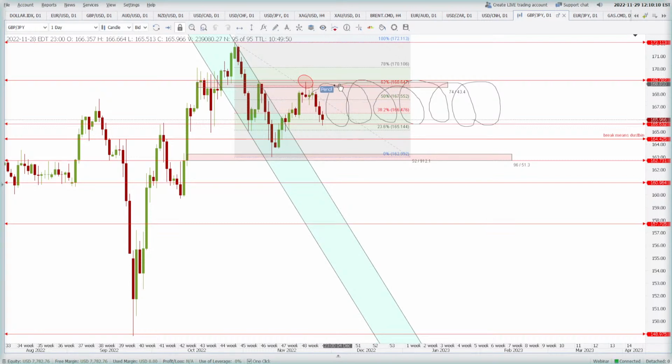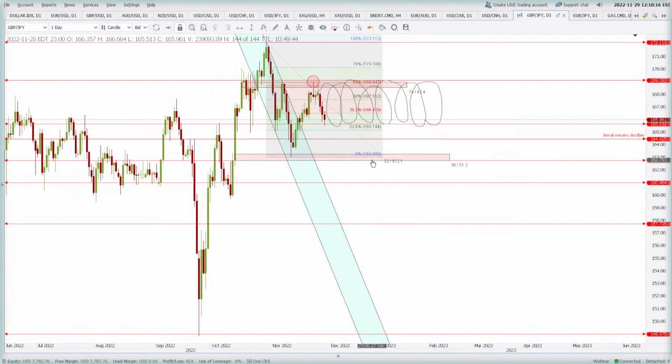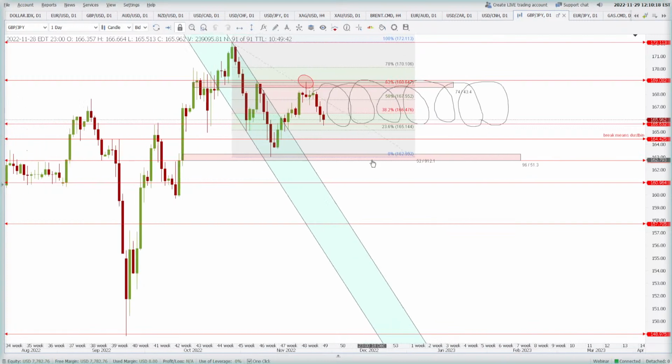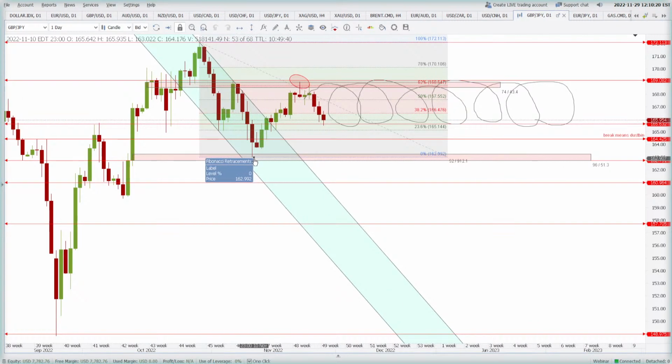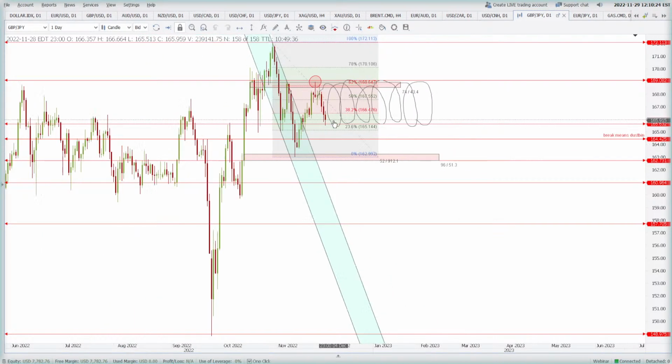Actually, I want to trade in the long direction only for the pound. But if it breaks below this 162.73, I will become a seller in the GBP JPY. Till the time it does not break below this zone, I will not be a seller in this one. Okay.